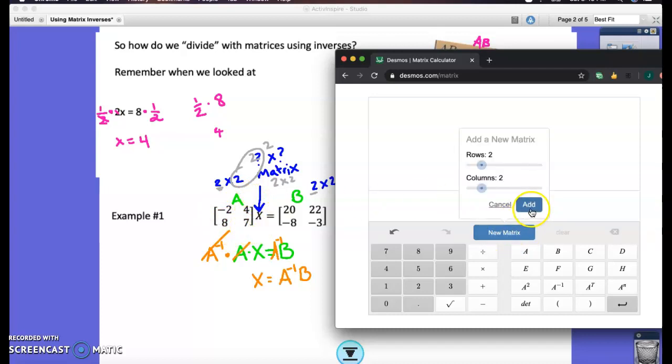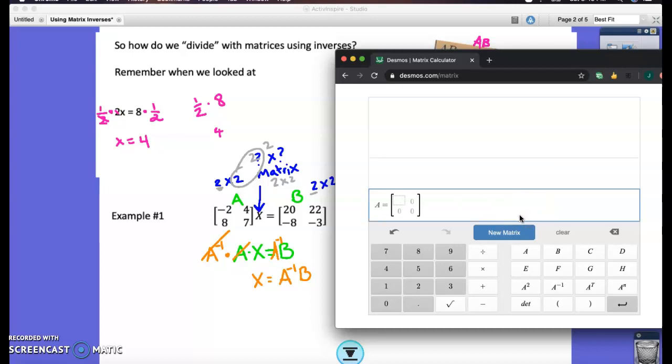It always starts with A. It's a 2 by 2. I'm going to type the entries in. -2, remember it doesn't use negative, it uses minus, which is so against calculators, but that's okay. 4, 8, and 7.